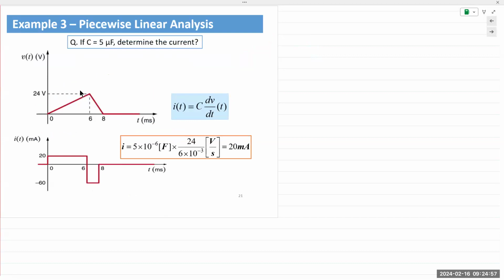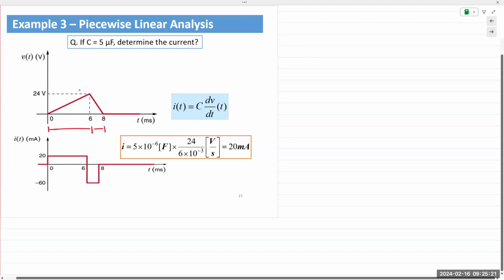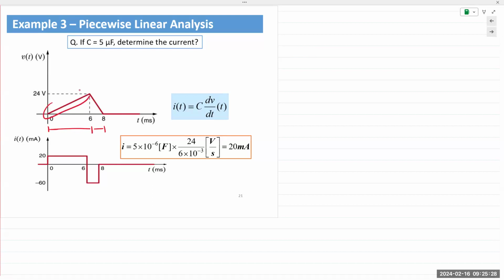So on the surface, we can easily see there are 2 distinct time periods. We can go from 0 to 6 and 6 to 8. And each piece has a linear relationship with time, meaning it is a straight line. Does everyone see that? You break it up and look only at this piece.